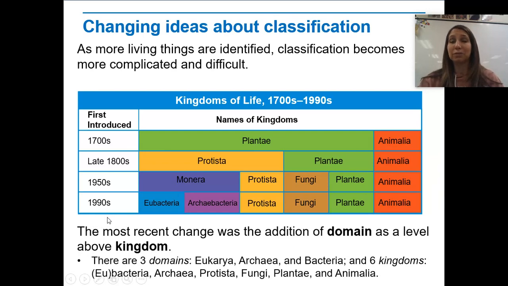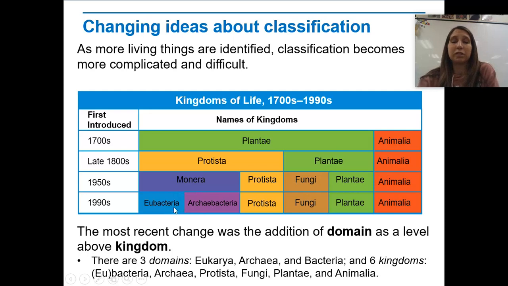So much so that when I was in school, there was no such thing as a domain. Right? We learned about kingdoms, and that was it. And Monera was part of the vocabulary that we used at the time. Even though these were introduced in the 90s, textbooks didn't have those in the 90s. So I still learned about Monera when I was in ninth grade biology. So Eubacteria and Archaebacteria are fairly new.